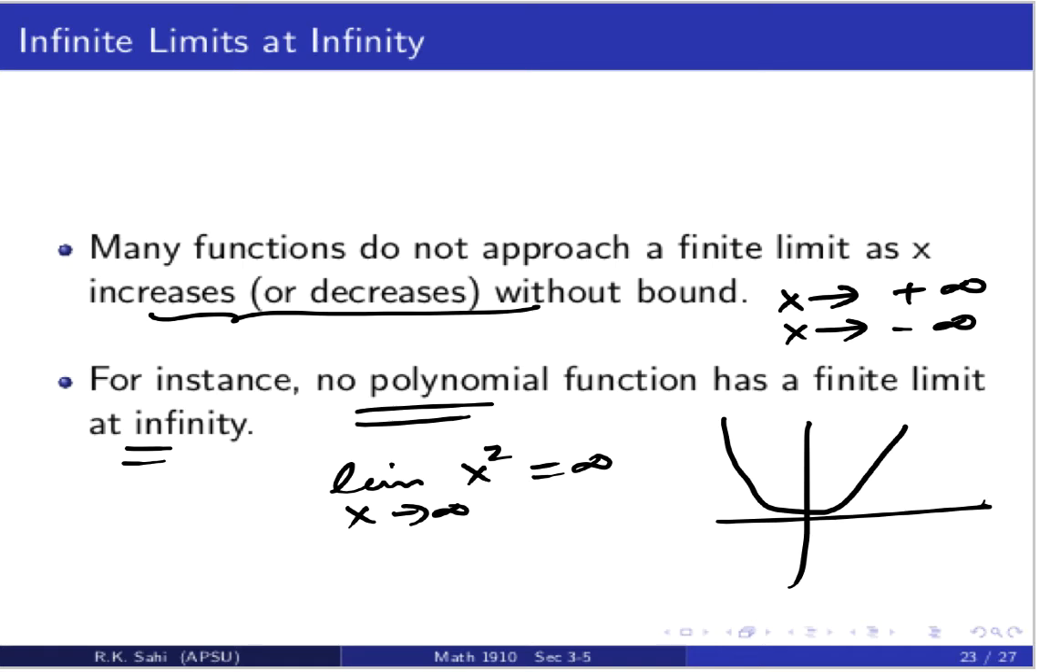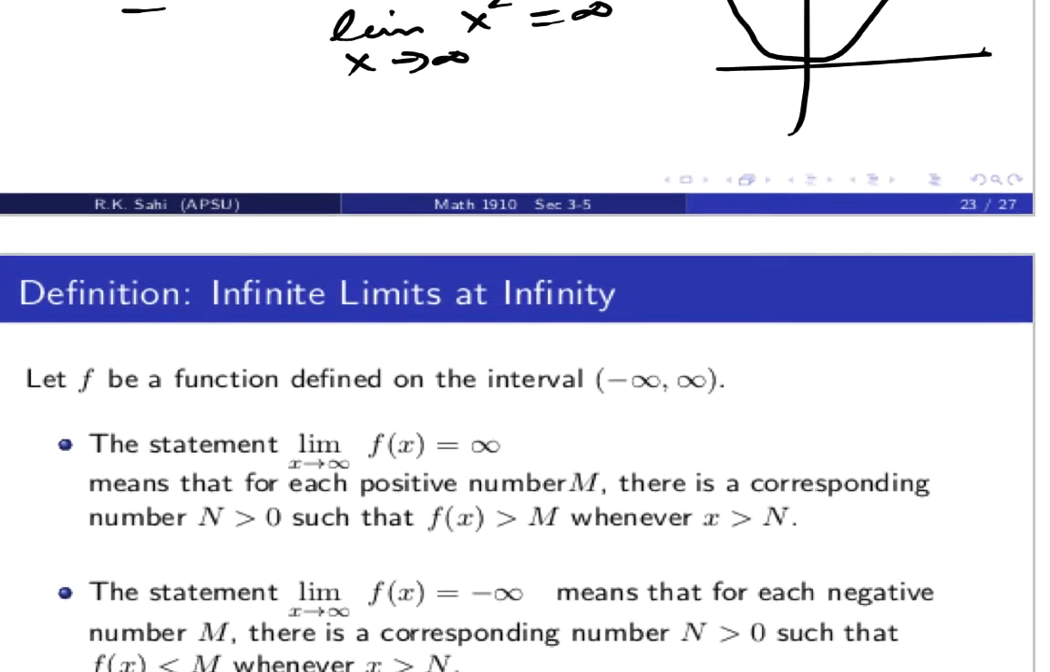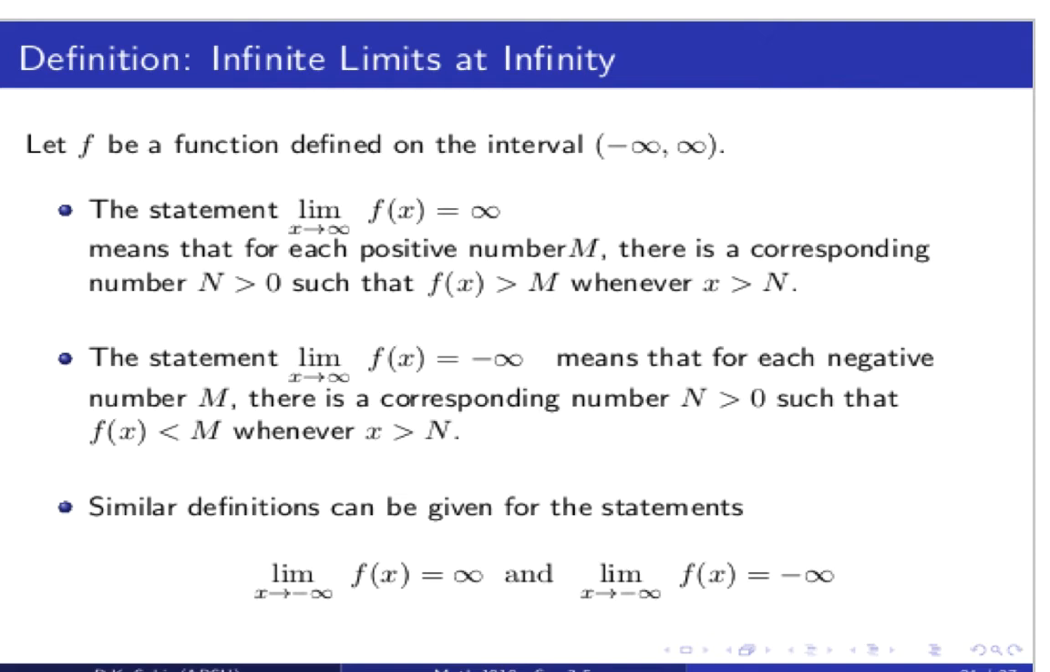Okay, let's define this now. If f is a function which is defined on an interval, minus infinity to infinity, the statement that the limit of the function as x approaches infinity is infinity, mathematically, you're going to say, for each positive number m, there is a corresponding number n greater than 0, such that the function value is greater than m whenever x is greater than n.